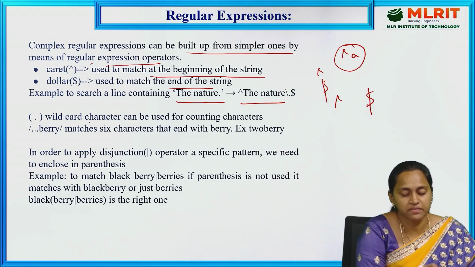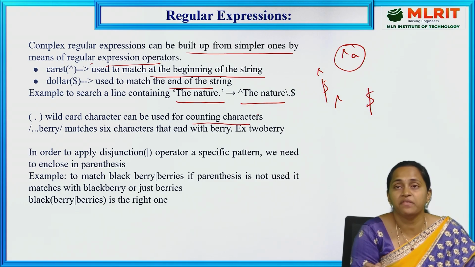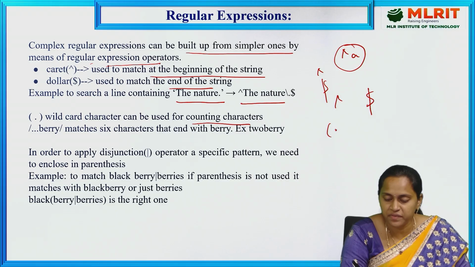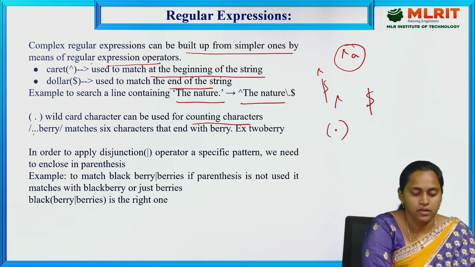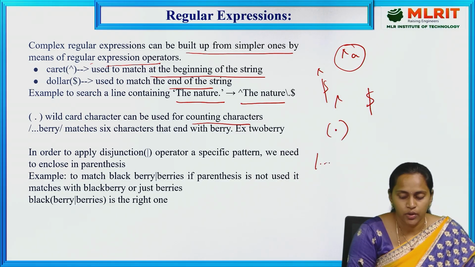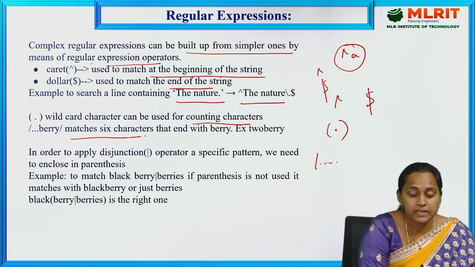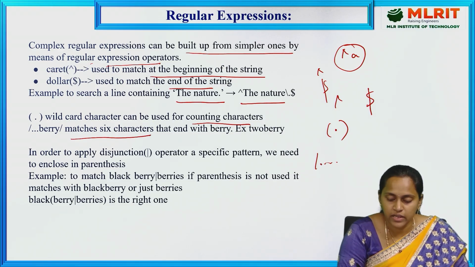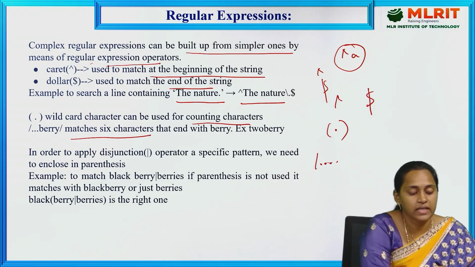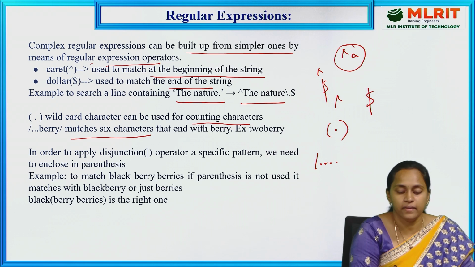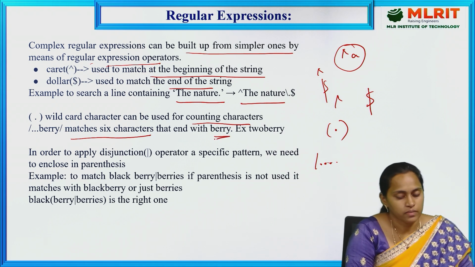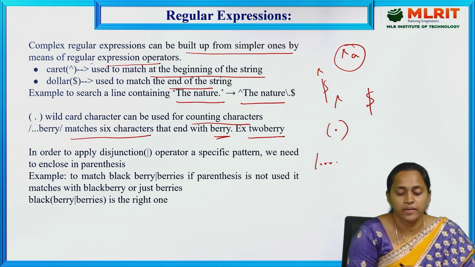Here dot is a wild character, which can be used for counting. Whenever we want to count the characters we have to specify it like this. Next, hash dot dot dot berry matches 6 characters. How many are there? 3 dots, right? Berry matches 6 characters, ending with berry. Example 2, berry, like this.